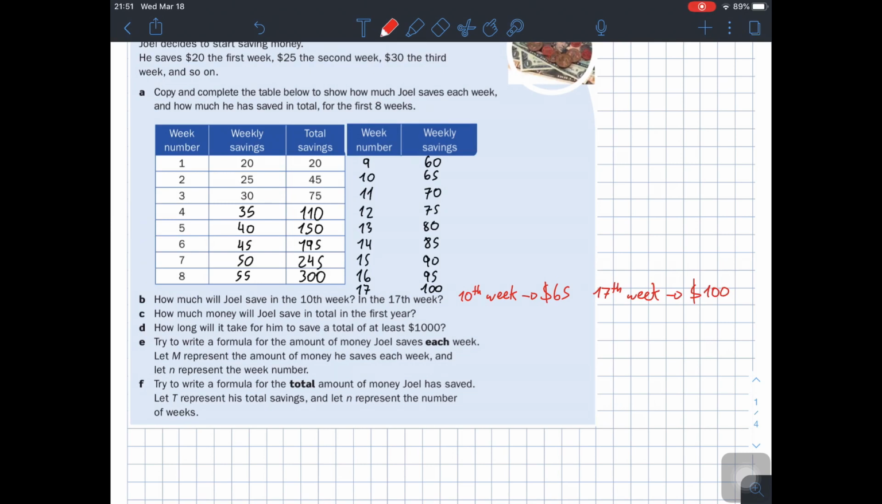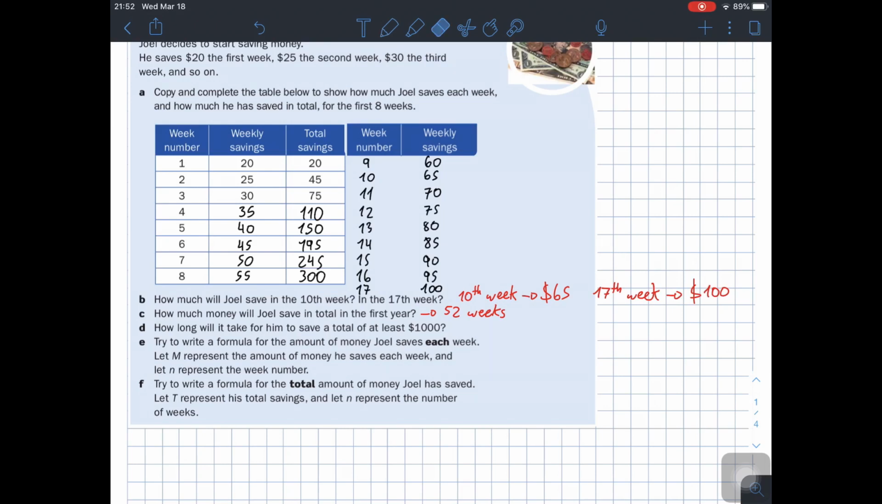Then part C. How much money will Joel save in total in the first year? So here you need to think, how many weeks do we have in a year? Generally, it's 52 weeks. So we see that we have a problem here. We're not going to do this whole table until we get to the term number 52. We're going to waste too much time.